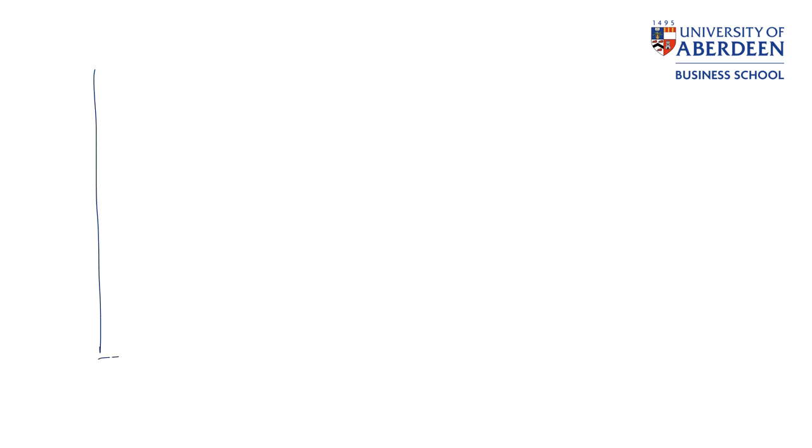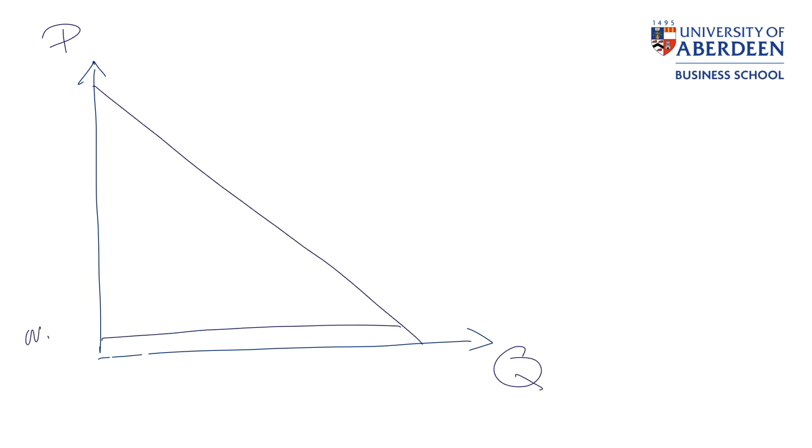Let's draw the demand curve in this graph. While on the one end, water has a very, very low price or is almost free, diamonds are at the very top and are very expensive.